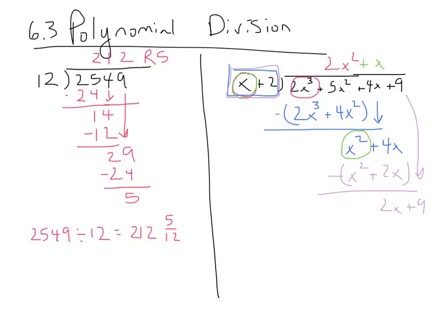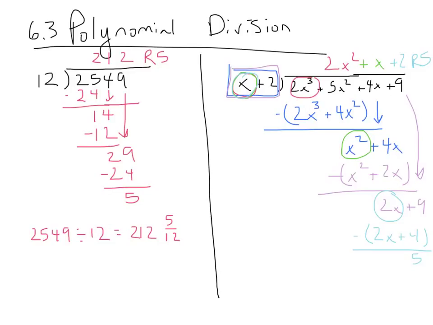And finally, I will ask myself, how many times does this x go into this 2x? Well, it goes in twice, so I'll say plus 2. And I'll multiply the 2 times the x plus 2. I get 2x plus 4. Subtract, and I'll get 5, so I'll get a remainder of 5. As we can see, all of the numbers in the division problem came out just the same in each problem. The meaning is a little bit different.